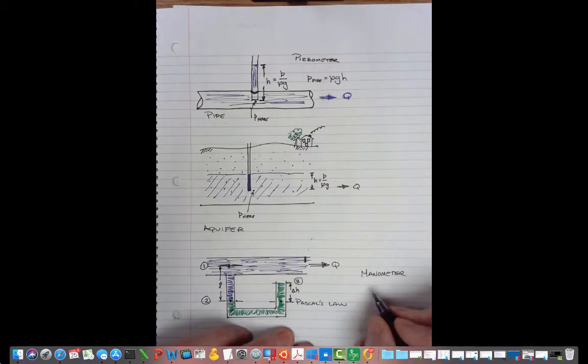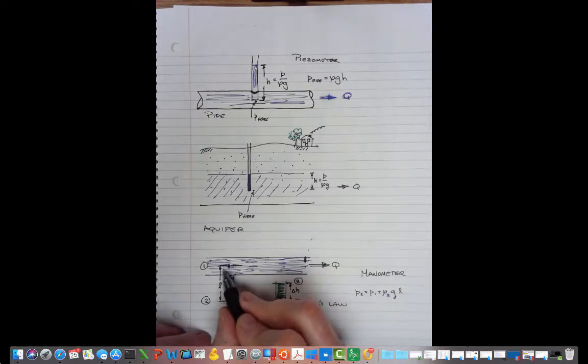So if we were to write the hydrostatic pressure equation for pressure at point 2, it's equal to pressure at point 1, the reference pressure, plus rho, let's call the fluid blue, rho blue, G, times that length L. So the pressure has increased because we've moved down in a fluid.